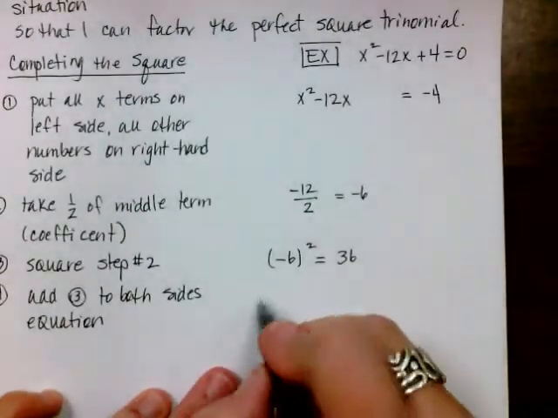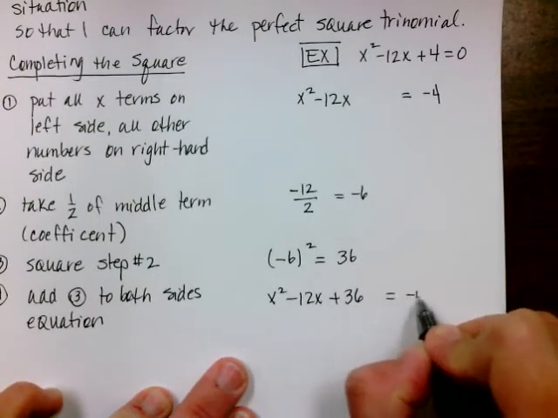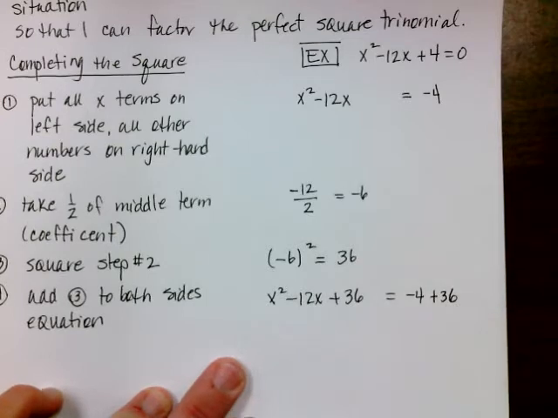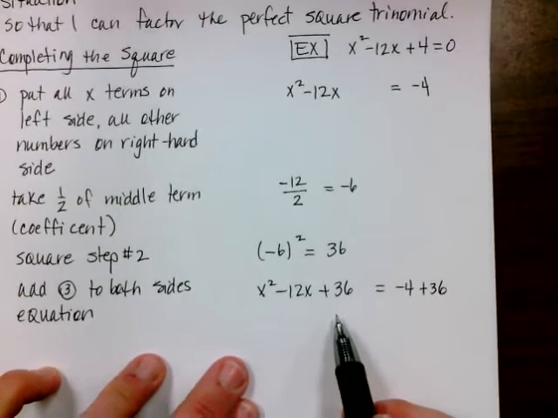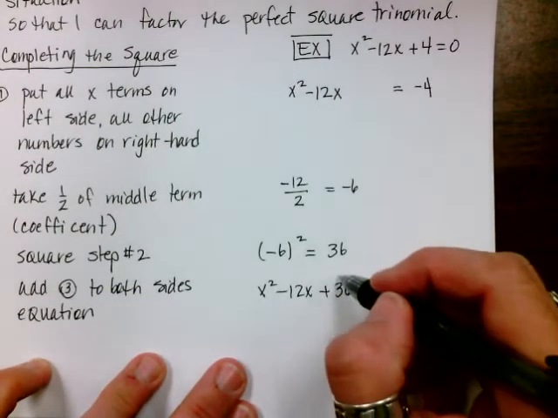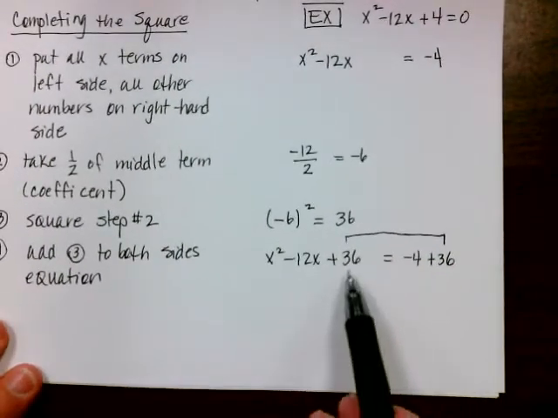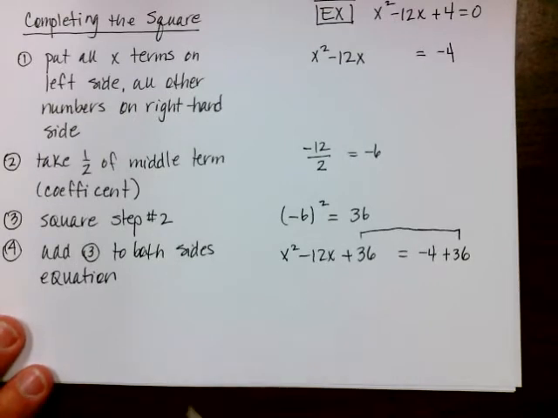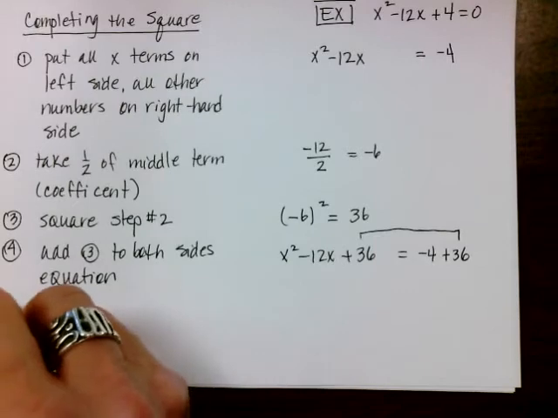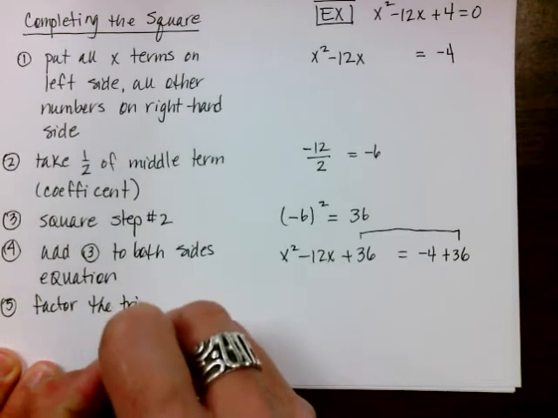So now I'm going to have x squared minus 12x plus 36 is equal to a negative 4 plus 36. Okay? I can't change the value of the equation, but I can manipulate it. And so what I always want to make sure is that those two terms always add to be 0. So since they are on both sides of the equation and they have the same sign, the net effect is 0. So then our 5th step is going to be to factor the trinomial.